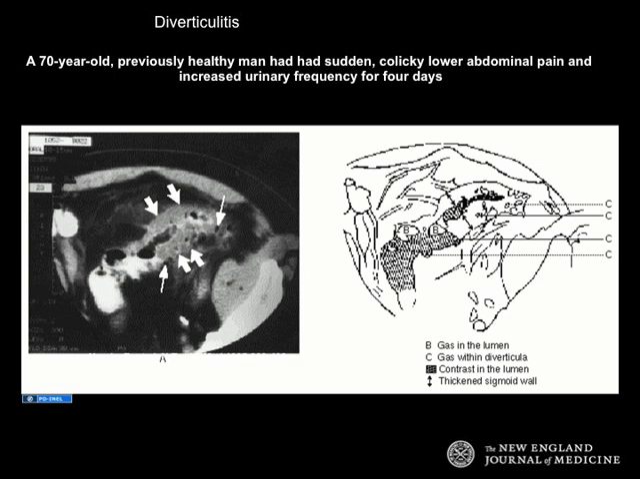This is a CT scan. Here is the iliac crest. The spine is down here. This is the anterior abdominal wall with the muscle. This is a sigmoid colon.